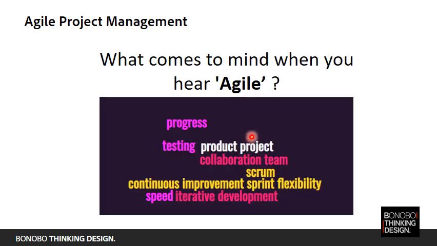All right, here's the word cloud. So many of you have typed in terms of what comes to your mind when you hear Agile. I think it's the first thing which comes to your mind, and that's what you typed there. So I see progress, testing, product, collaboration, Scrum, continuous improvement, sprint, flexibility, speed, iterative development. Now that's wonderful and great. I have got a nice word cloud based on what most of you typed. And these are all words which are very connected and very relevant. And we will touch base on many of these words as we move forward in our session.